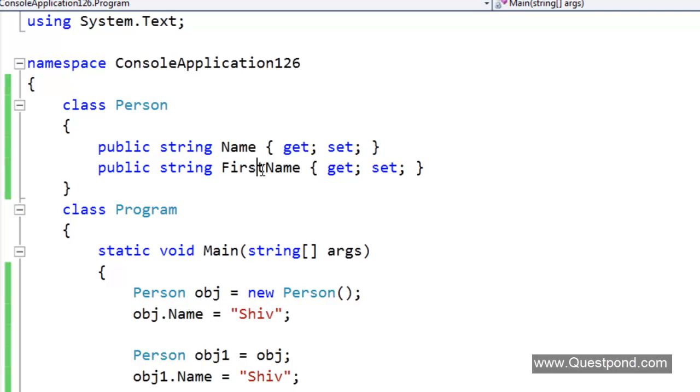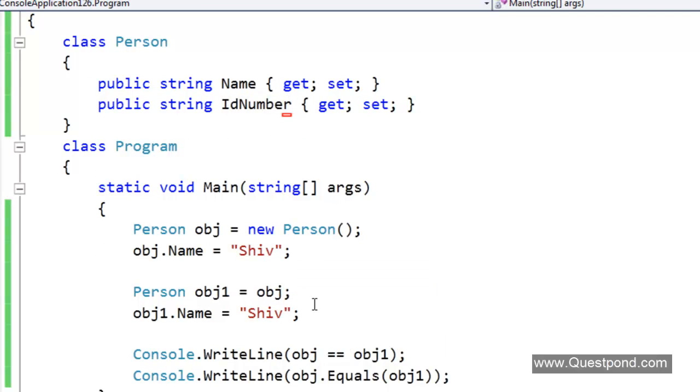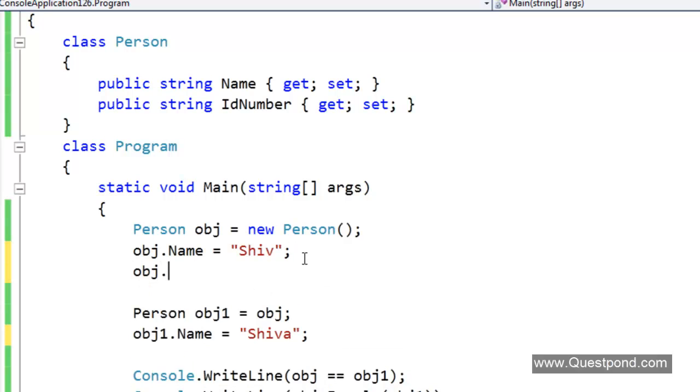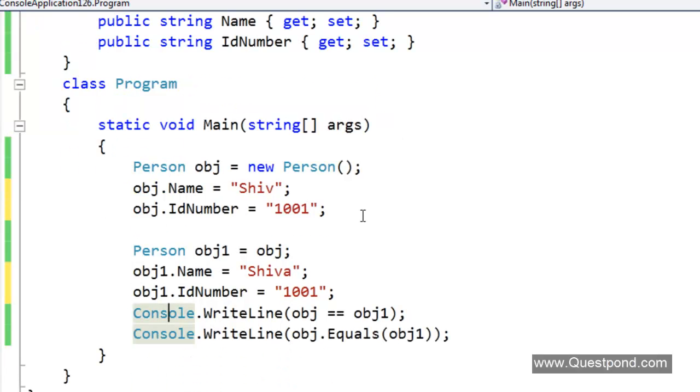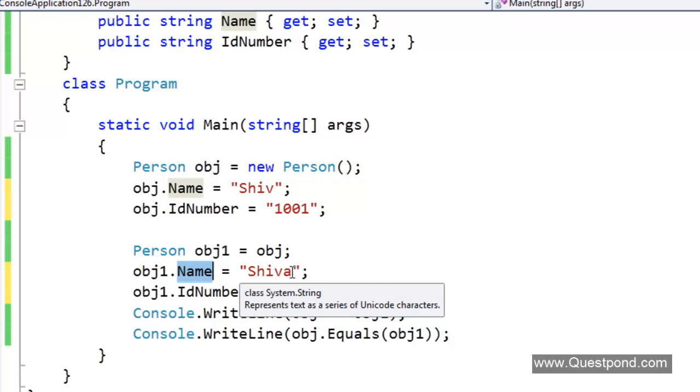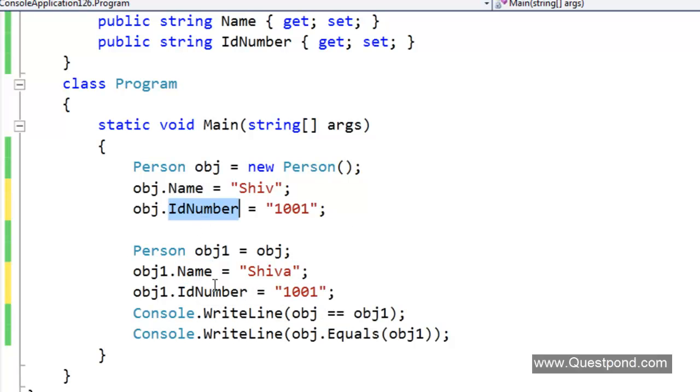But now let us say that I have an ID number over here. Let us say his name is Shiv, his name is Shiva, whatever it is, and internally I give an ID number as 1001. Here also I give an ID number as 1001. Now semantically, from the real world perspective or the business perspective, both of these objects are actually the same because their ID number is the same. So you can see the name is Shiv here, the name is Shiva, but maybe there is a spelling mistake or something, but both of these people are the same because their identification number is the same.